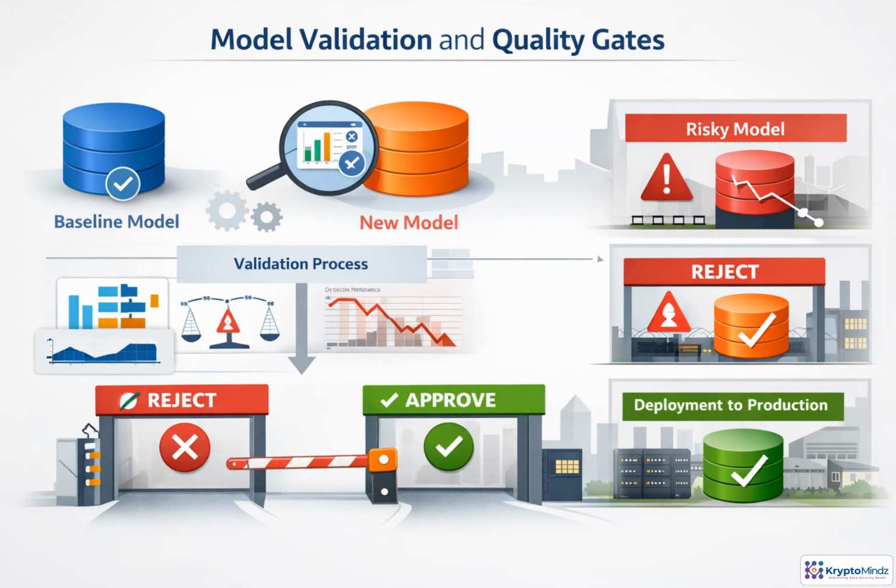Before deployment, a candidate model has to prove it is better, or at least safer, than the current baseline. Validation compares metrics such as accuracy, precision, recall, RMSE, latency, and business KPIs. It also checks for bias, data leakage, and sudden performance drops. If thresholds are missed, the gate rejects the model. If results are strong and critical use cases are approved, the model can move forward.